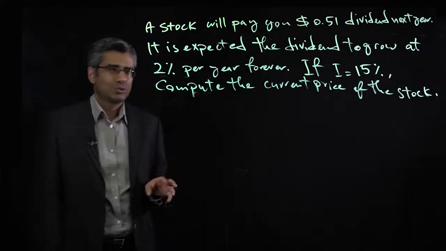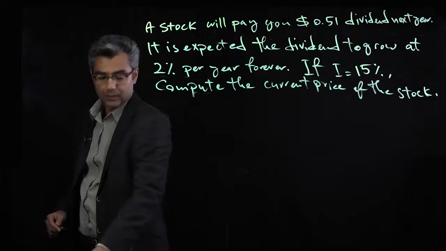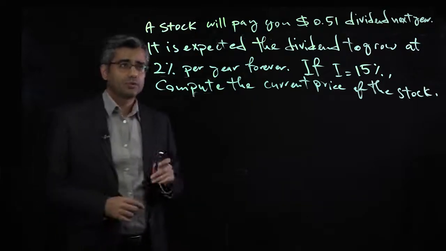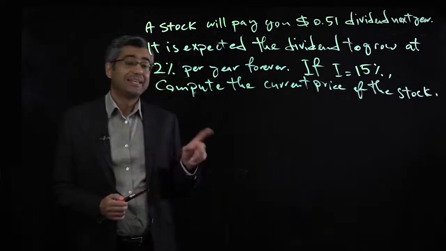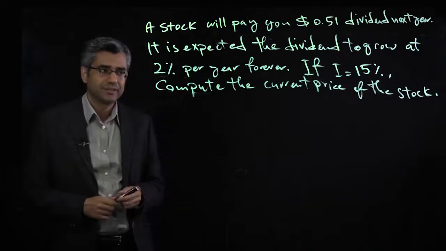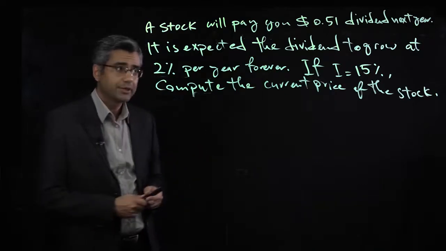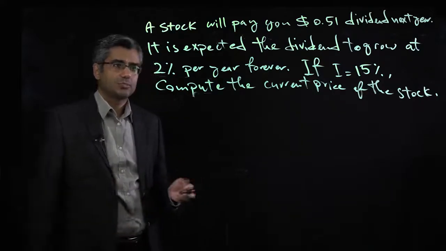I changed the previous question a bit to see another form of this question as well. A stock will pay you 51 cents dividend next year, and it's expected the dividend to grow at 2% per year forever. If your required rate of return is 15%, compute the current stock price.